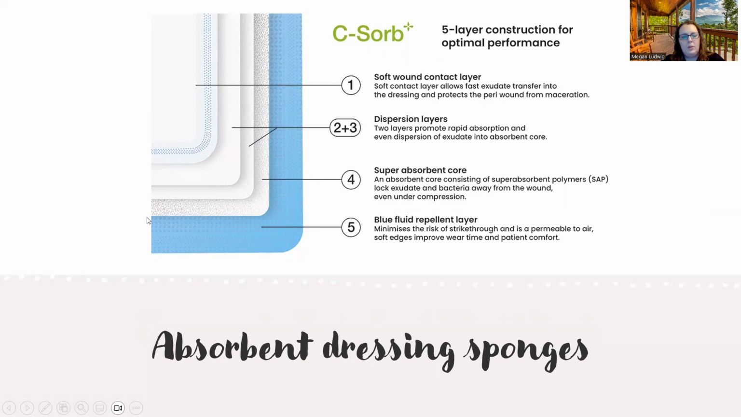And then this outermost number 5 layer, it says it's fluid repellent and that it minimizes what's called strike through. So strike through is when fluid passes from one side to another. Okay, we don't want that. You want it to repel anything on the outside and keep anything underneath it in. So there's no passage of bacteria.